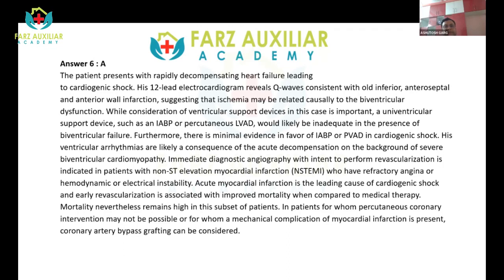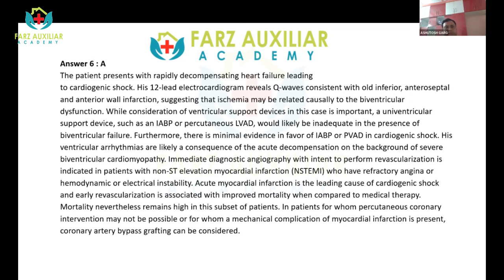So while consideration of a ventricular support device in this case is important, a univentricular support device such as IABP or percutaneous LVAD would likely be inadequate in the presence of biventricular failure. There is minimal evidence in favor of IABP or PVAD in cardiogenic shock. Ventricular arrhythmias are likely a consequence of acute decompensation on the background of severe biventricular cardiomyopathy. Immediate diagnostic angiography with intent to perform revascularization is indicated in patients with non-ST elevation MI who have refractory angina or hemodynamic or electrical instability.